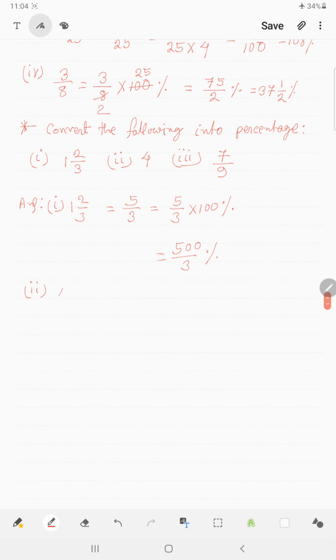Okay, now number 2, it is given 4. Okay, you have to convert into percentage. You see, it is a whole number. I said that the rule will be applicable for every number. So if it is 4, then you can convert into percentage, that is 4 into 100%, that is equal to 400%. And number 3, it is 7 by 9 given. Easily, I told you this method, 7 by 9 into 100%, that is equal to 700 by 9%.